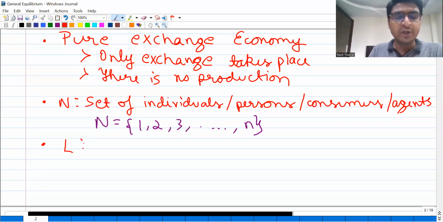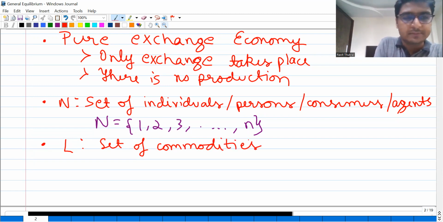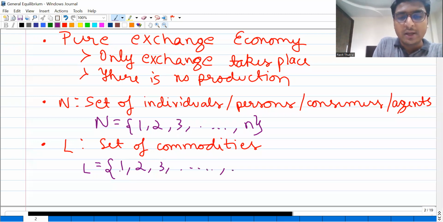L will be used for commodities. So L is the set of commodities, which means that the number of commodities can be 1 or 2 or 3 and so on till small l. Okay.